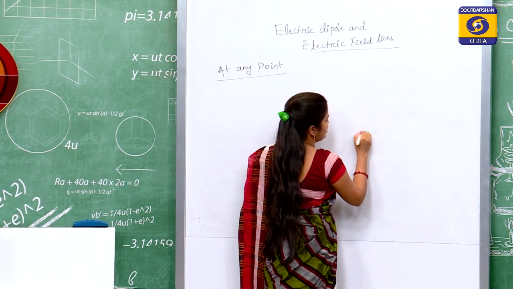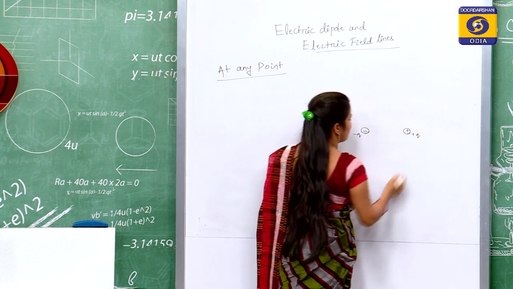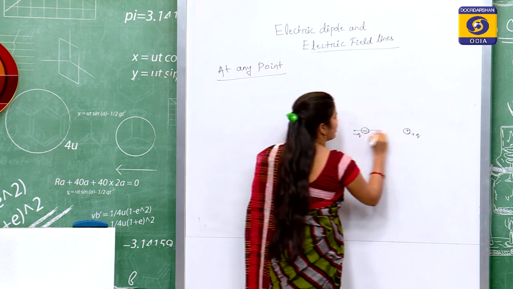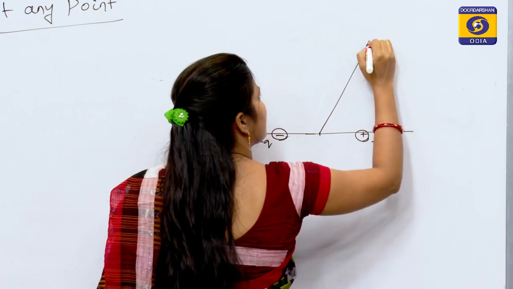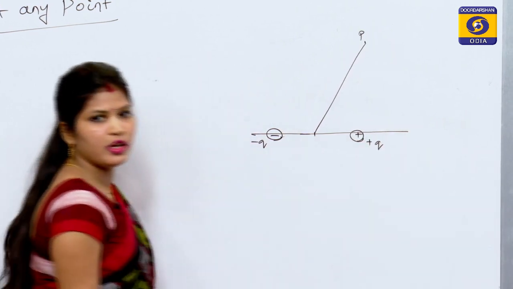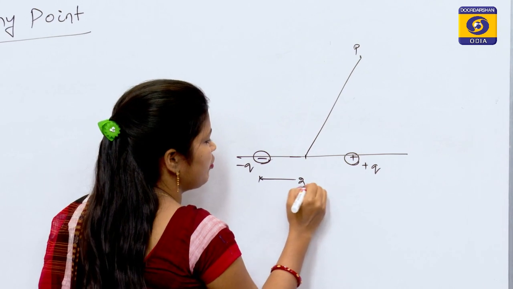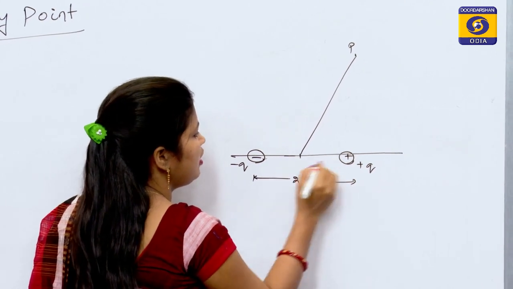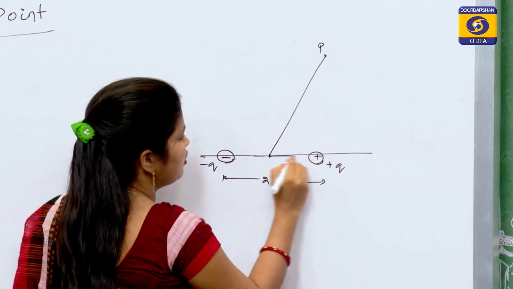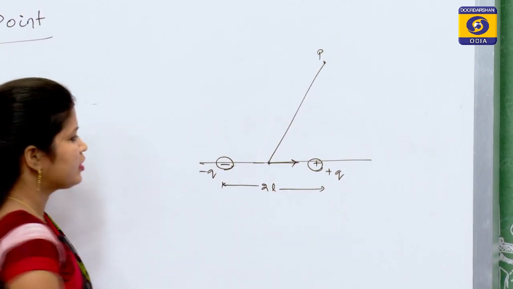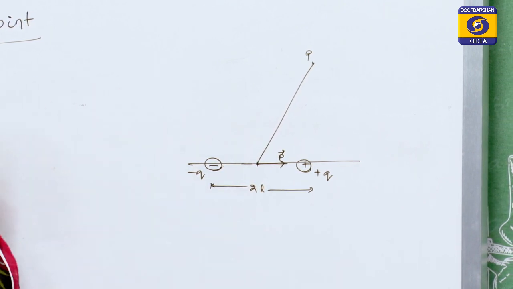So, similarly, this is a minus q and plus q charge, this is the dipole axis, and here this is the point where we will calculate the electric field intensity. The separation is 2L. So, this is L, also this is L, and here the dipole moment direction is from minus q to plus q, okay.